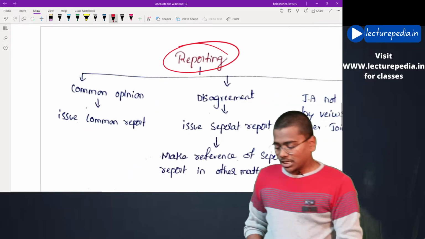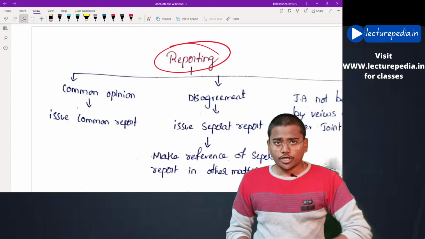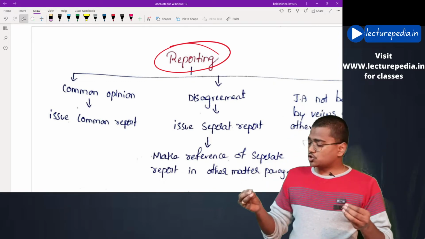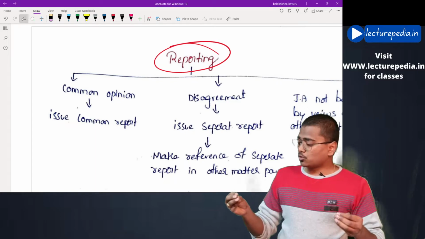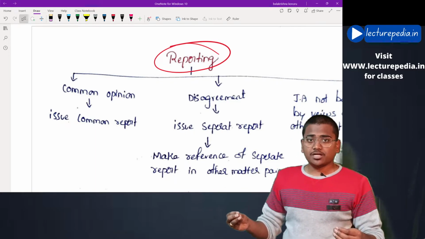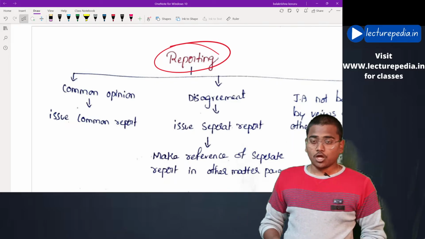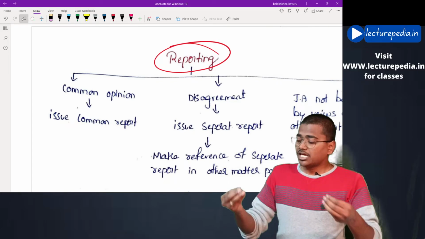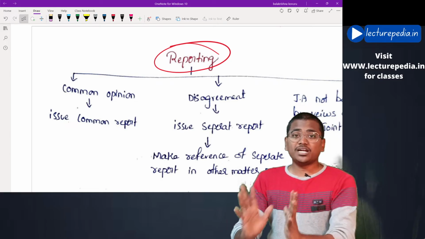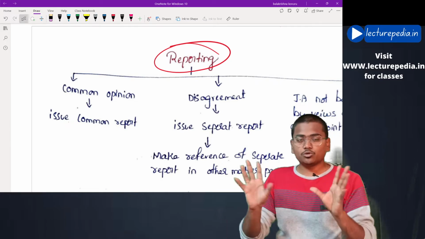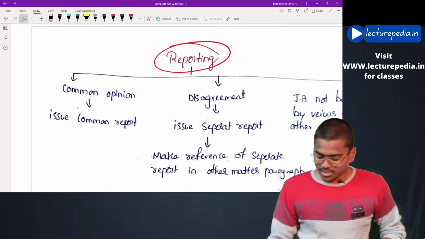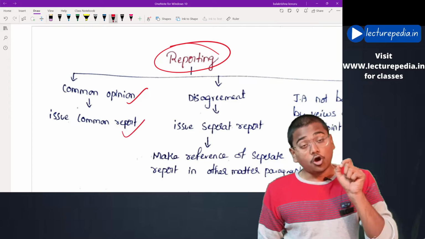Reporting. Now let's say there are two joint auditors, B and Co and C and Co. These two joint auditors have come to a common opinion. Let's say both of them are having adverse opinion, or both of them are having a qualified opinion. In this case, they can give a common report. They have to give a common report. If they are having the same opinion, a common opinion, then issue a common report.